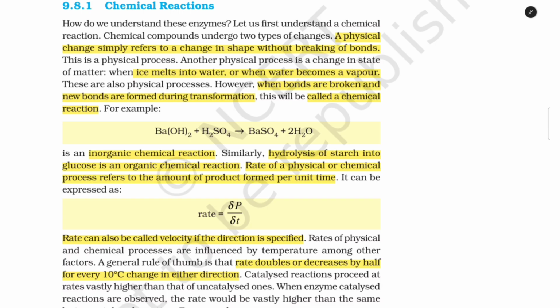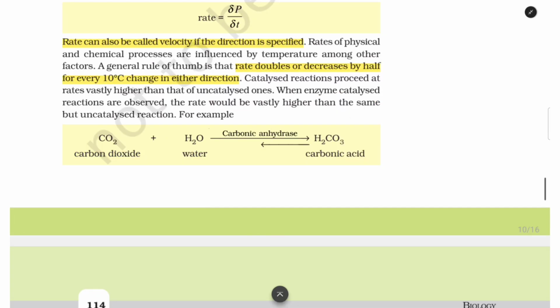Rate of a physical or chemical process refers to the amount of product formed per unit time. It can be expressed as rate is equal to delta P upon delta T. Rate can also be called velocity if the direction is specified. Rates of physical and chemical processes are influenced by temperature among other factors. A general rule of thumb is that rate doubles or decreases by half for every 10-degree change in either direction.